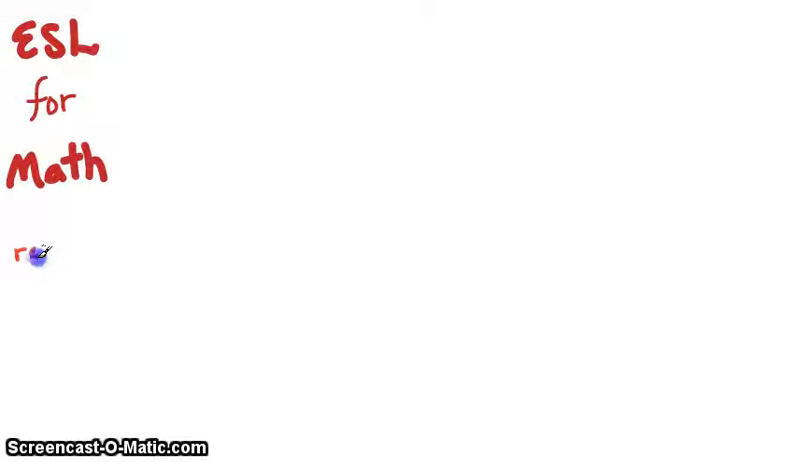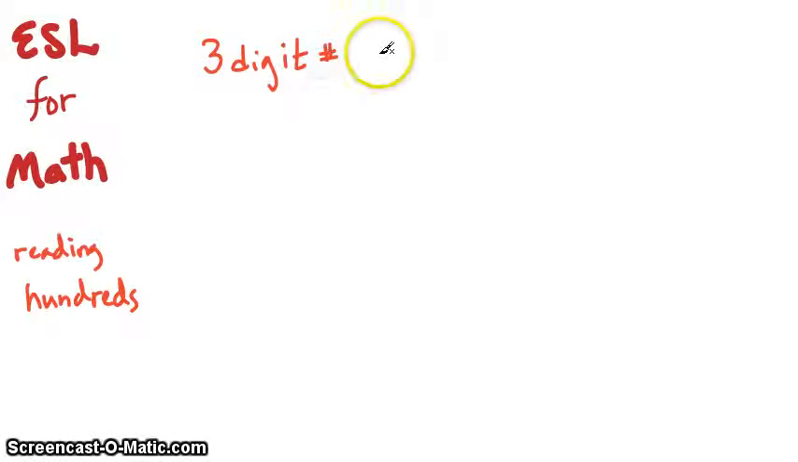Today we are going to talk about short ways of reading certain numbers. We're going to talk about reading numbers in the hundreds. Okay, so this is specifically something that we do when we're reading a three-digit number. A three-digit number, for example, this number. We know that the normal long reading of this number is one hundred one.